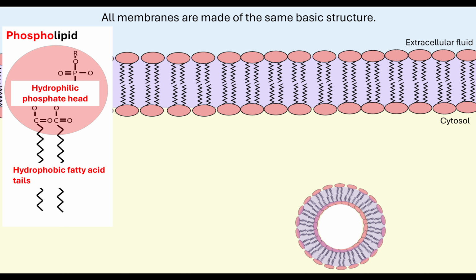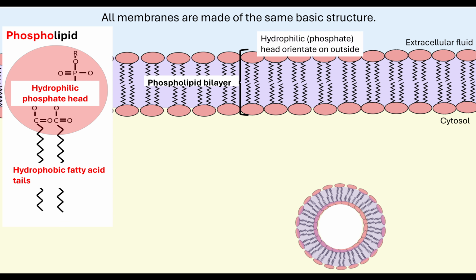Every phospholipid has the same structure, and when it is placed into an aqueous solution, those phospholipids will create what's known as a phospholipid bilayer. Two layers. The phospholipid bilayer does this because the hydrophilic heads orientate themselves on the outside. They can form hydrogen bonds with water, and the hydrophobic tails orientate themselves on the inside. So you end up with this hydrophobic region.